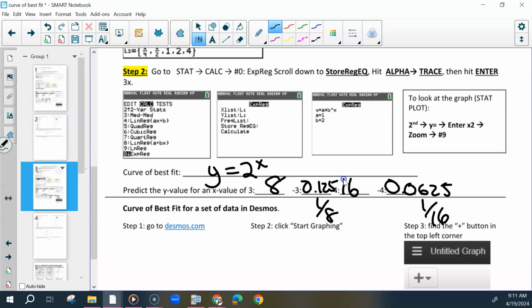Type in x equals 4. Find where the two lines cross. Go to the next page.